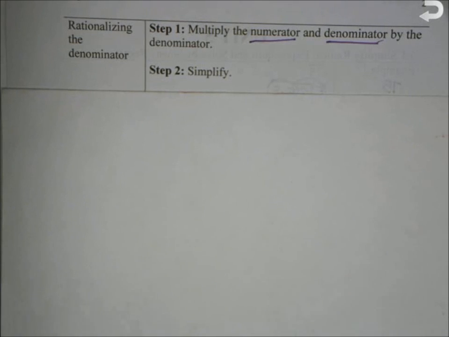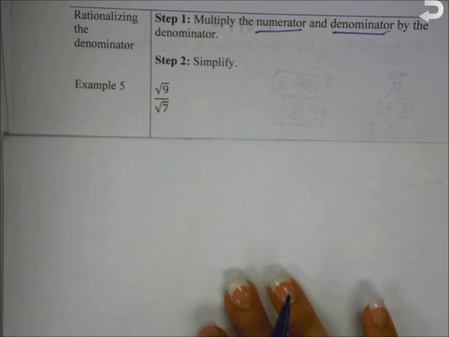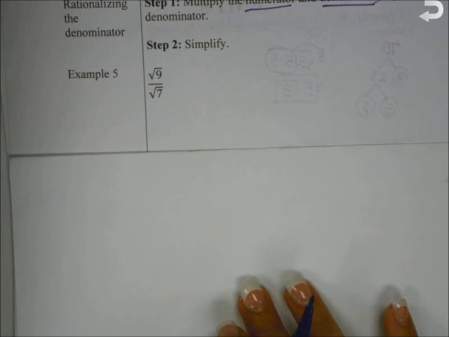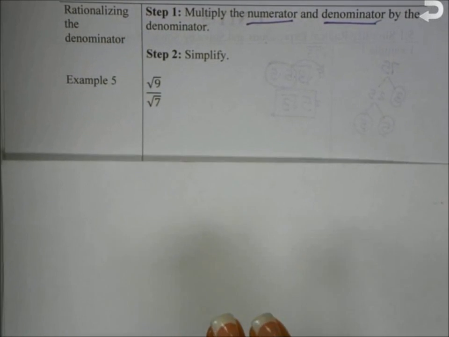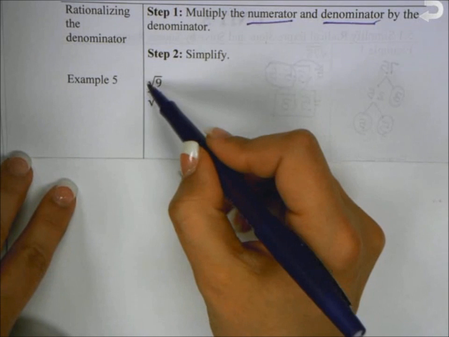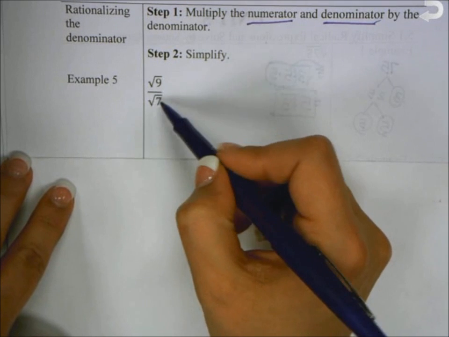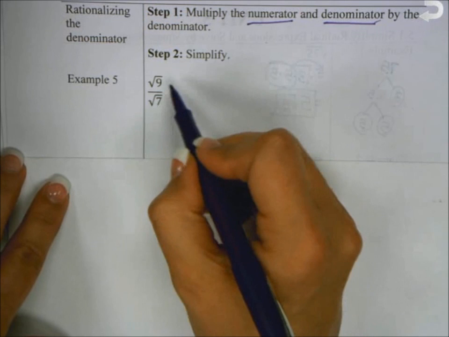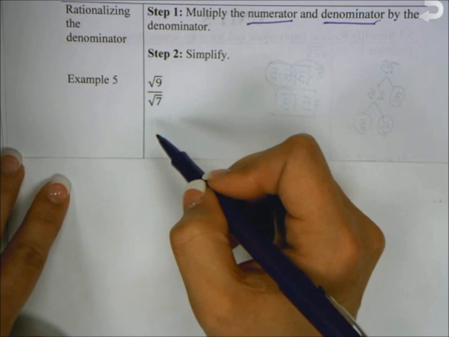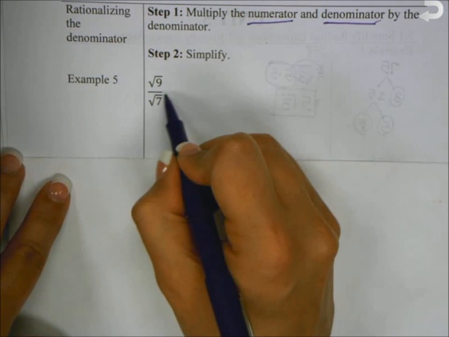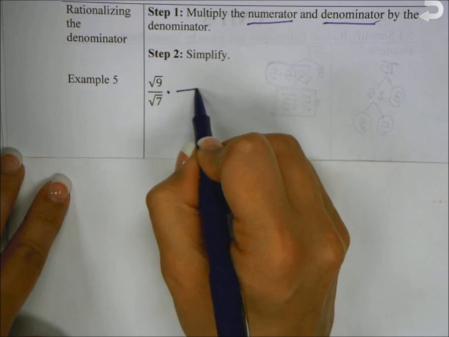Okay, so let's look at example 5. In example 5, we have square root of 9 over square root of 7. Now we have a square root in the denominator, which is something we do not want. So we're going to multiply the numerator and the denominator by that square root of 7.